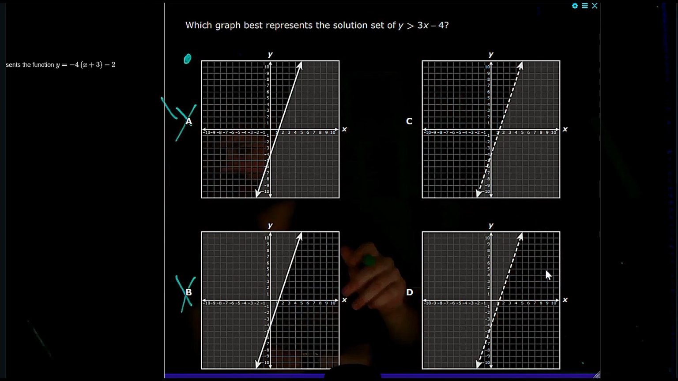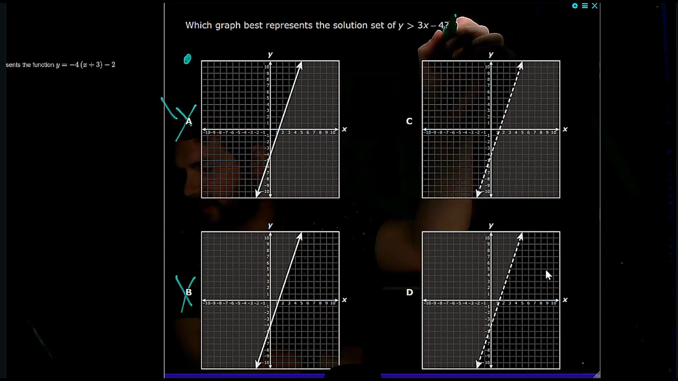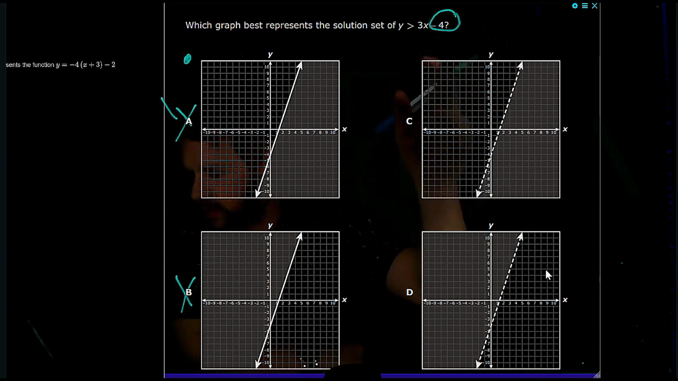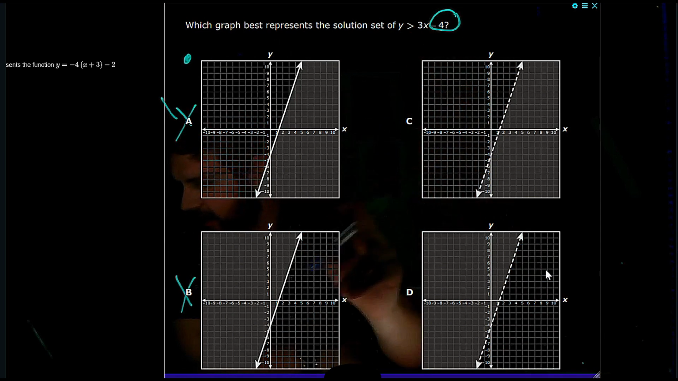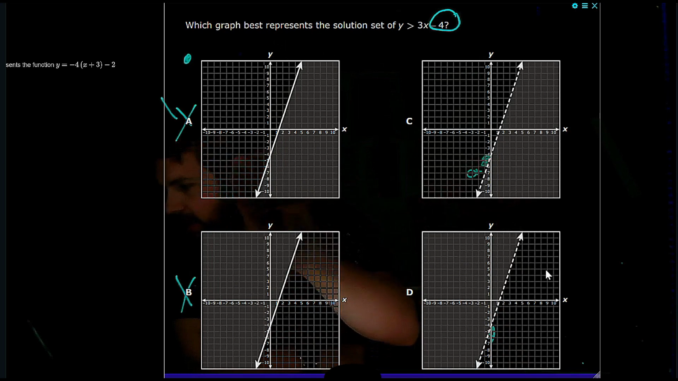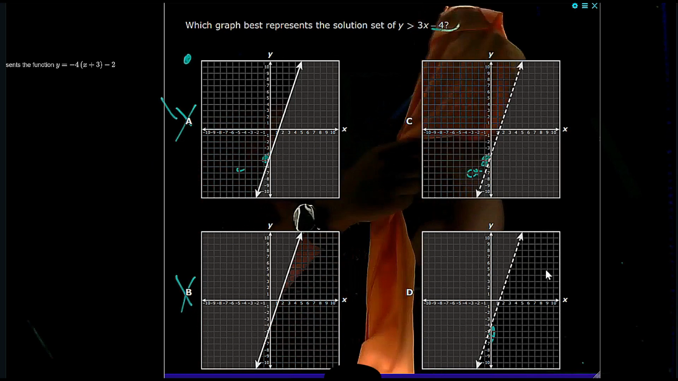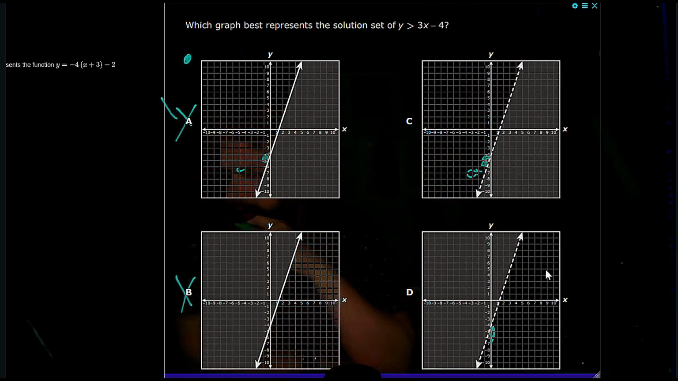Let's look at some other information we have here. I am looking for a y-intercept of -4. That's what's going to cross the y-axis. Looking here, it looks like all 4 of them do cross at -4. This one is crossing at -4, this one also crosses at -4. So no help there looking at the y-intercept. The slope is positive, and they all have positive slopes.